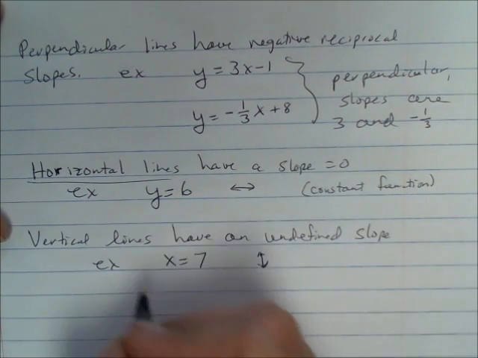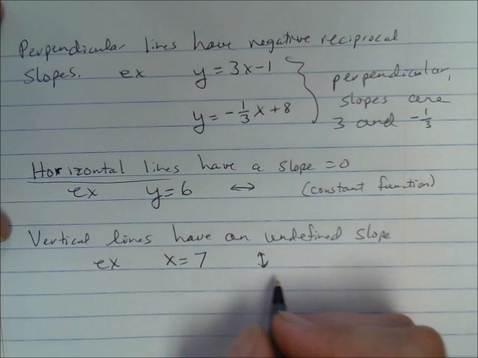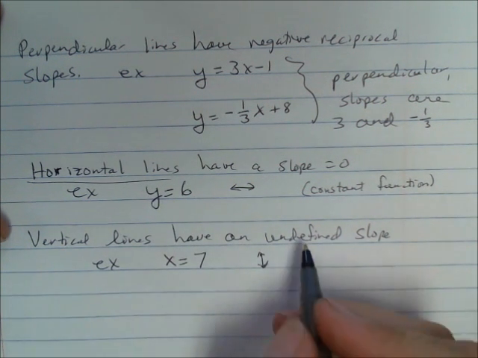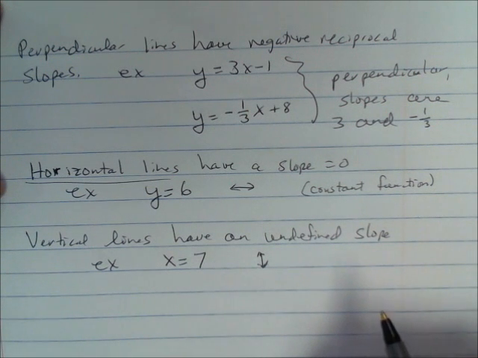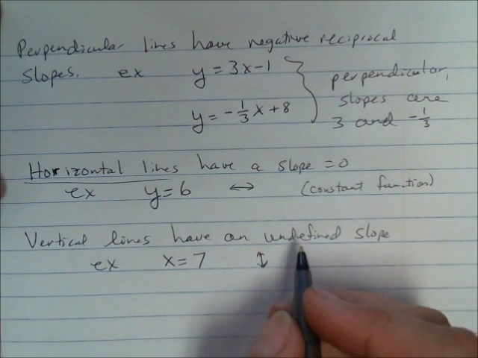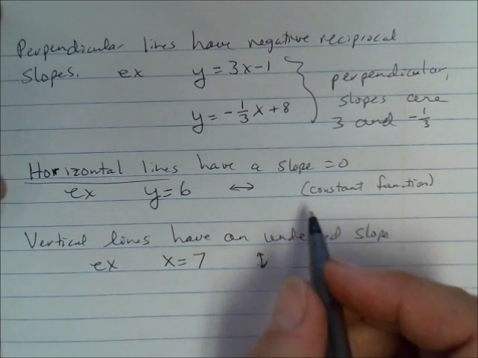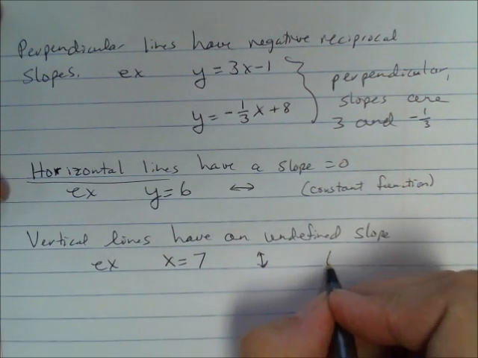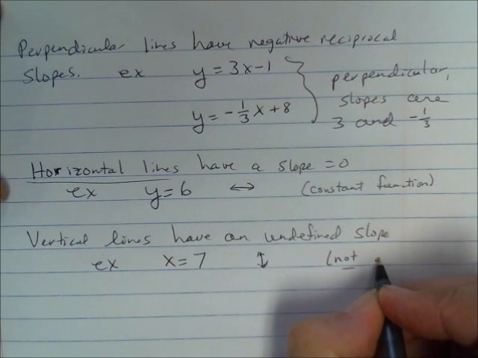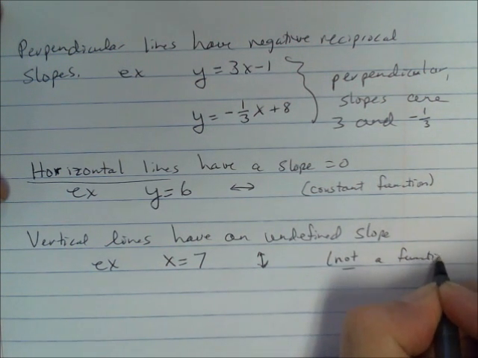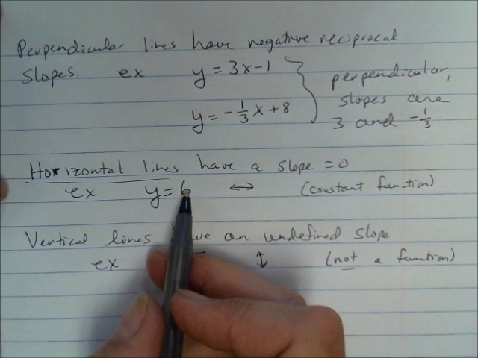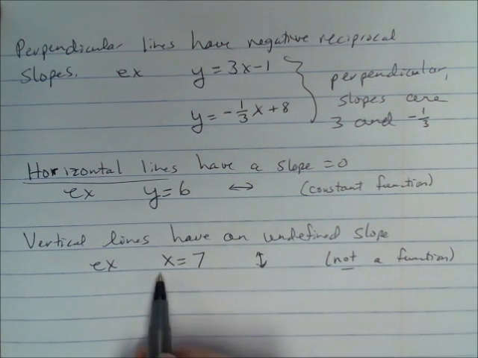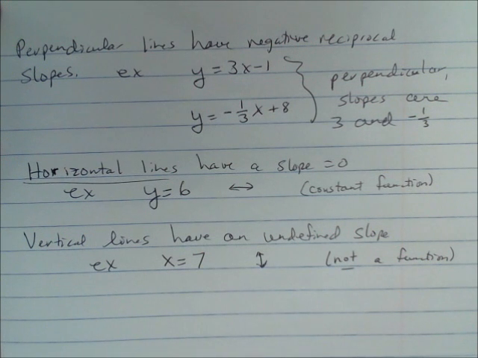And undefined slope is also, in other words, the slope is infinite. So this is not a function. Everything else we've talked about is a function. Vertical lines are not a function. Horizontal lines are functions. Linear functions, of course, are functions. They all pass the vertical line test, but the vertical lines do not pass the vertical line test.